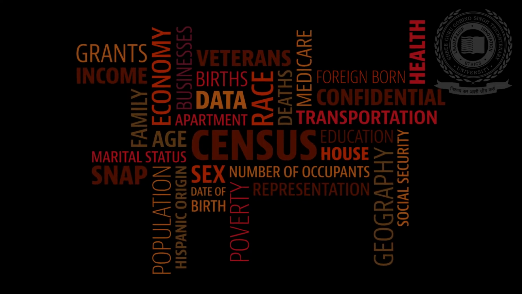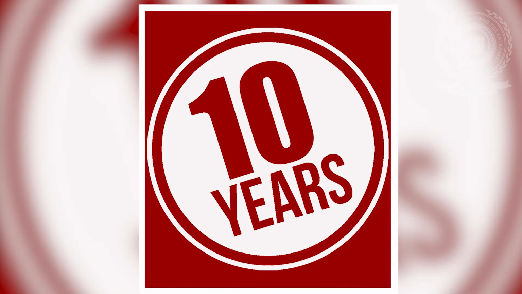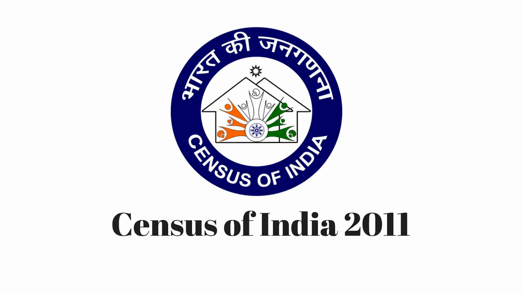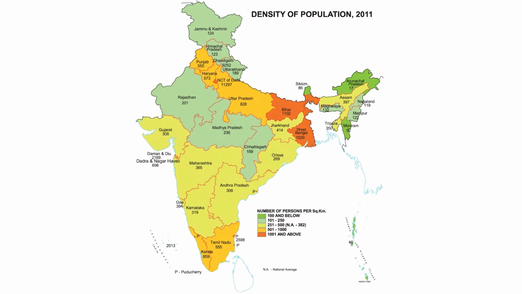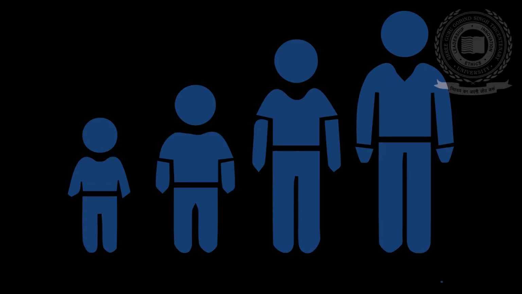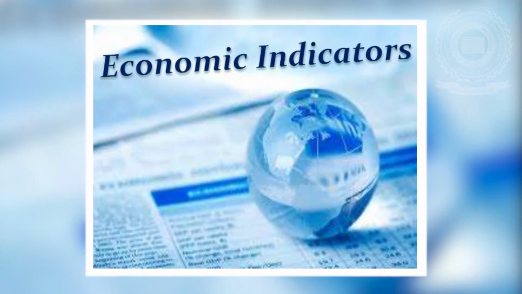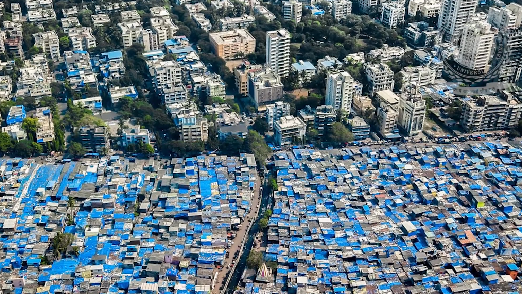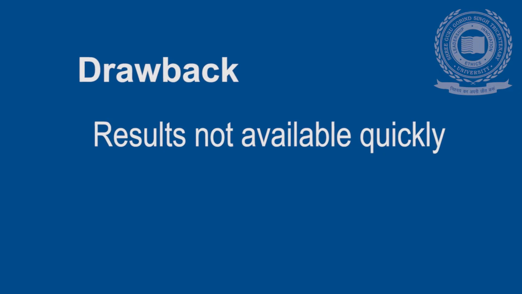First, census. Important source of health information taken in most of countries at regular intervals, usually of 10 years. Last census was held in India in 2011. Function of census is to provide demographic information such as total count of population by age and sex and also their social and economic indicators, for example, conditions under which they are living and working. Drawback: results not available quickly.